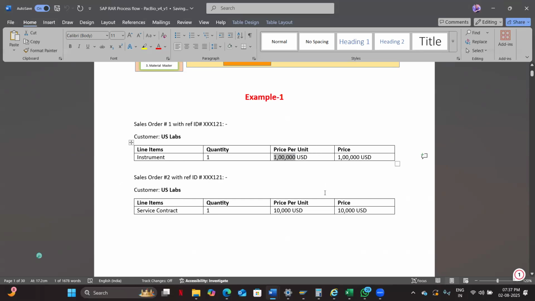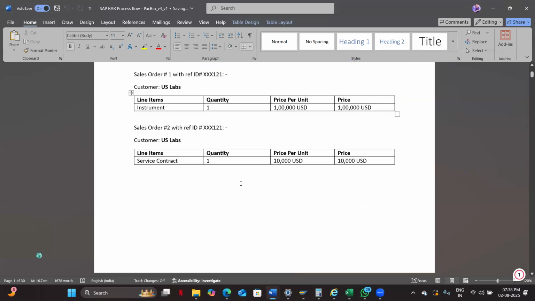This is SSP, calculated based on quantity. So if quantity is 2, one is 1 lakh, so the total price is 2 lakhs. This is the total price, this is the per unit price. This is unit 1 only, quantity 1 only, that is the reason we have 1. So we have two types of product.